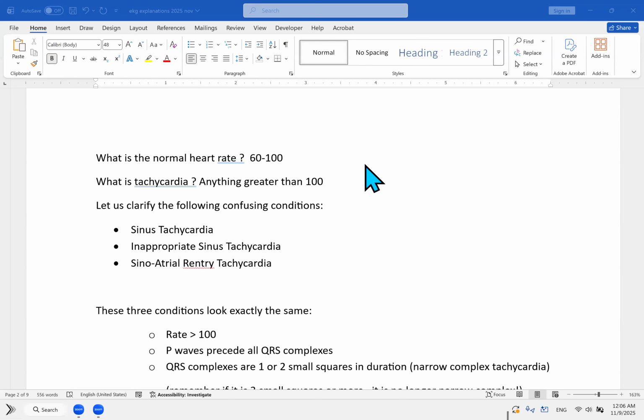100. So what is normal heart rate? 60 to 100. And what is tachycardia? So anything greater than 100 is tachycardia.